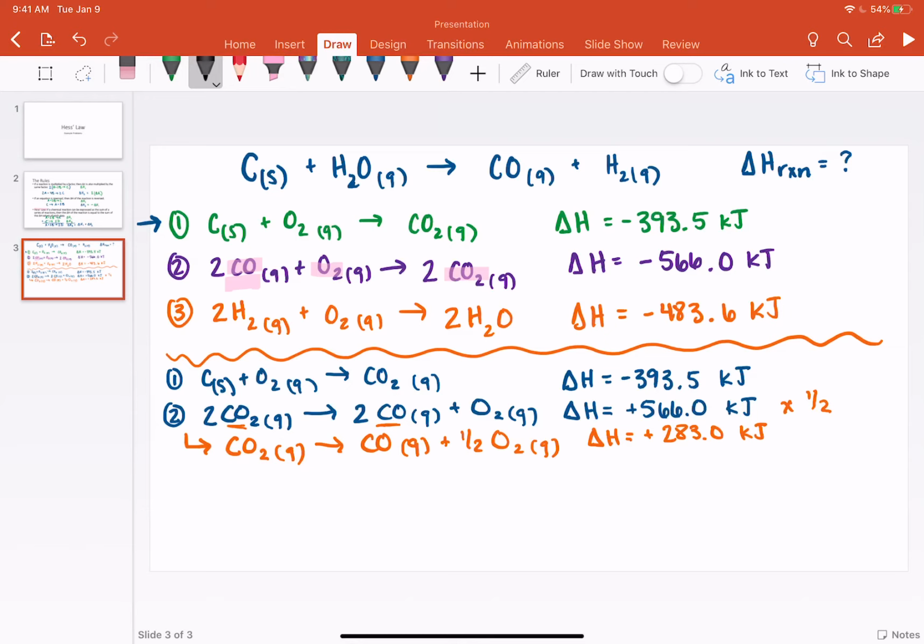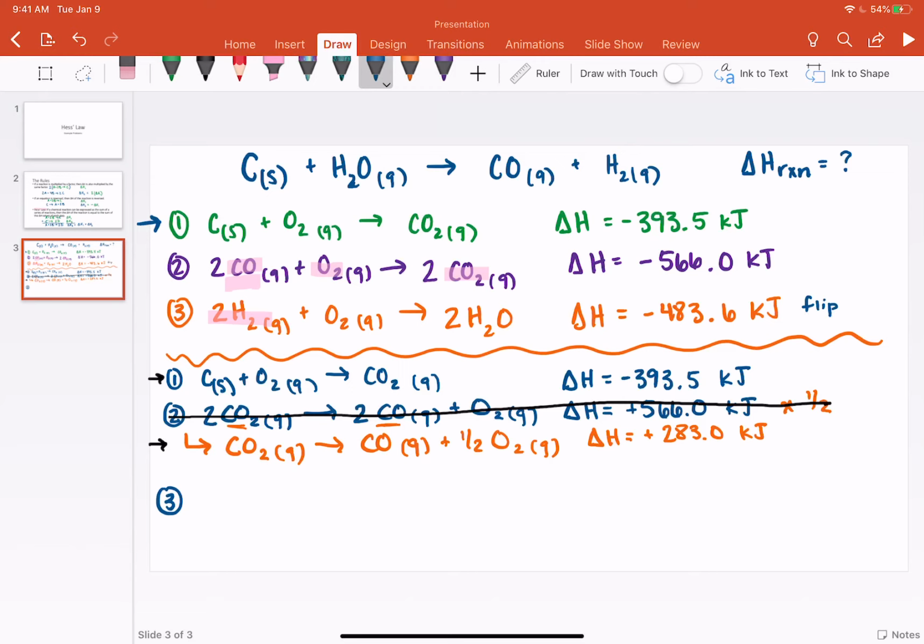And again, just for clarity, now I'm going to get rid of that one. So this is now our new version of 1 and our new version of 2. So now we have to figure out what we're doing with reaction 3. So at this point, we have our H2 on the wrong side, so that means we're going to need to flip it.